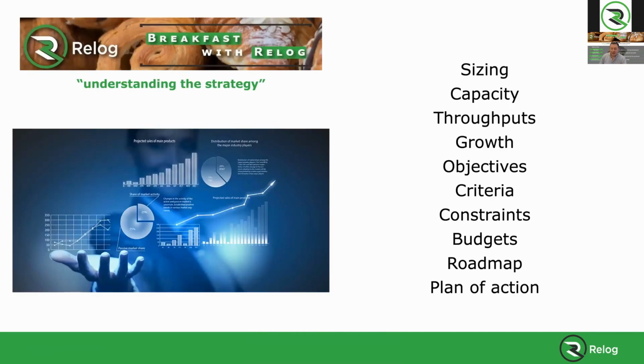And out of that strategy, we're looking at the sizing of what size facility you need, what sort of capacities you need, what throughputs, what growth, what are the objectives that you're trying to achieve, what are the criteria, what are the physical constraints, what will it cost you, what's the roadmap and your plan of action. And through that, you build a viability.